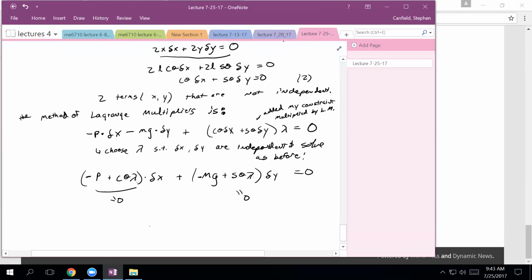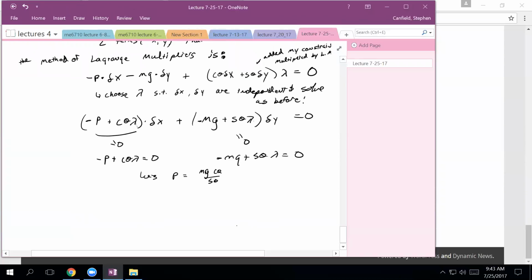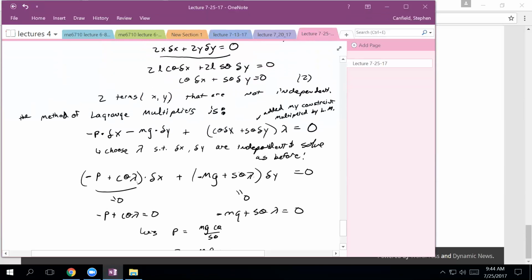So this now gives me two equations. Minus p plus cos theta lambda equals 0, and minus mg plus sine theta lambda equals 0. And now I solve. I've got two equations, two unknowns. If I solve, I can see that p will equal mg cos theta over sine theta, and then lambda equals mg over sine theta. But the big idea was right here, adding in the lambda to make these terms independent.